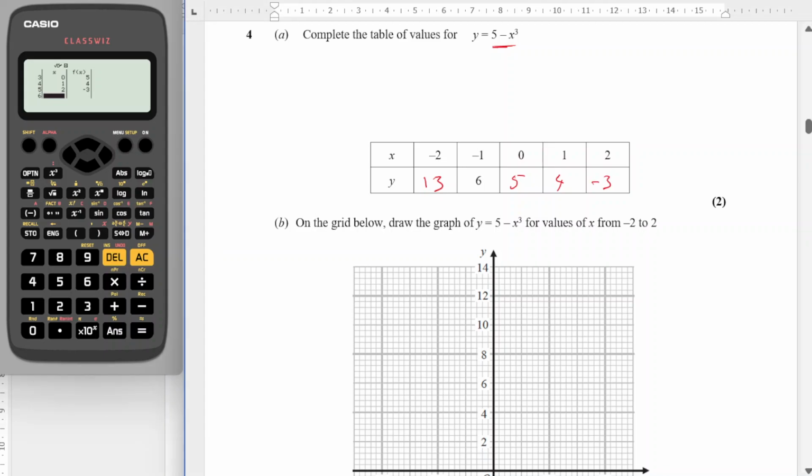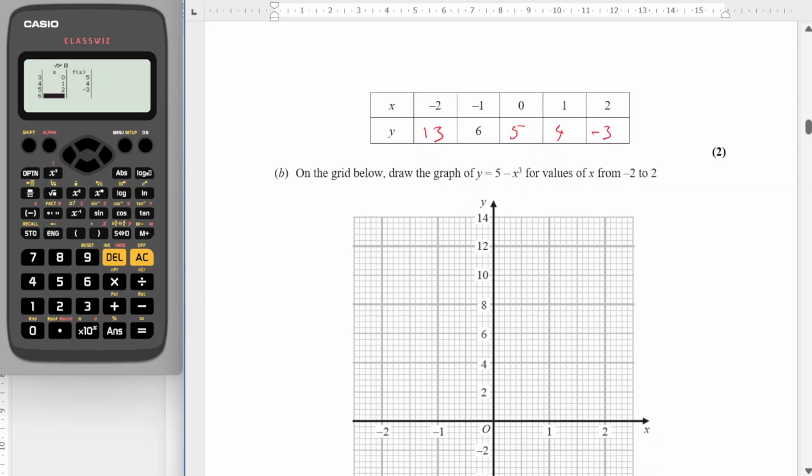On the grid below, draw the graph. So I'm just going to plot those coordinates. Minus 2, 13 would be there. Minus 1, 6 would be there. 0, 5 would be there. 1, 4 would be there. And then 2, minus 3 would be there. Then I need to join it with a smooth curve.